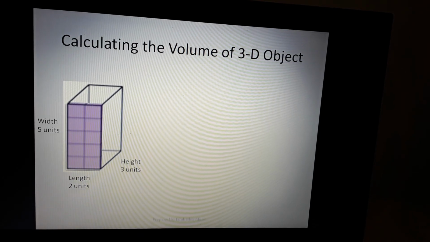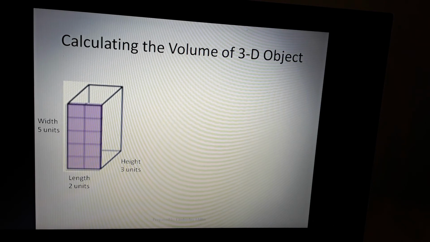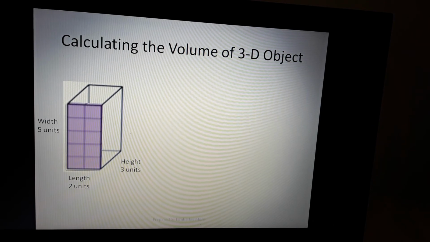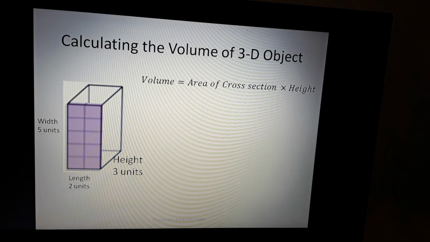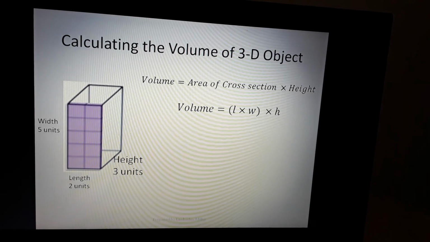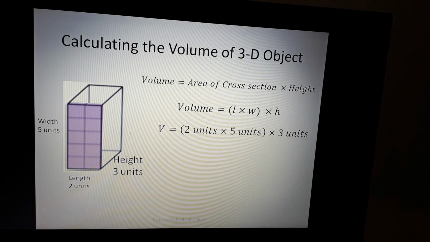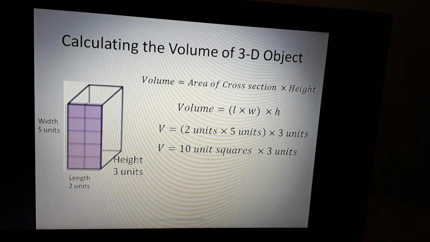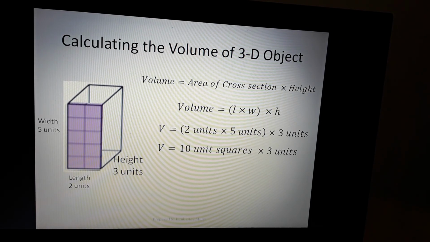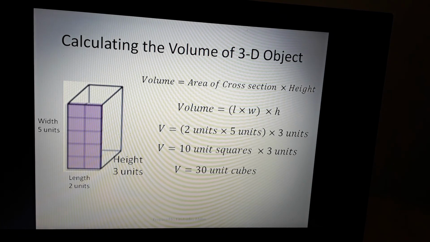So in order to find the volume using a formula, we will first find the area of the cross section and then multiply it by the height. So the area of the cross section, which is a rectangle, length times width, that would be 10 units squared for the area of the cross section. Now to find the volume, that 10 will be multiplied by the height, which is 3. So the volume is 30 units cubed.